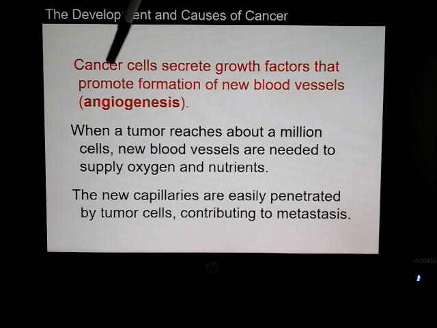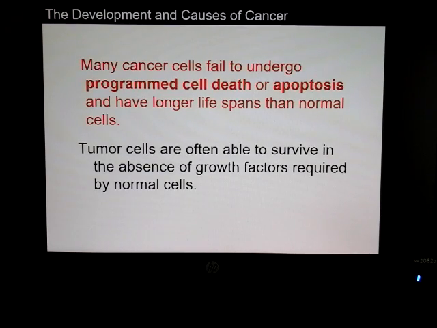Now, cancer cells will secrete growth factors that promote formation of new blood vessels. So this process of angiogenesis shows that the cells are releasing these factors. They're recruiting blood vessels. The blood vessels are needed to supply oxygen and nutrients. So they actually recruit those to the tumor, and they're feeding the tumor. Now, a lot of cancer cells don't undergo apoptosis. So again, they have longer lifespans.